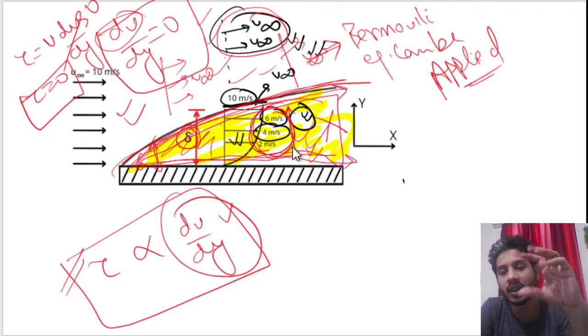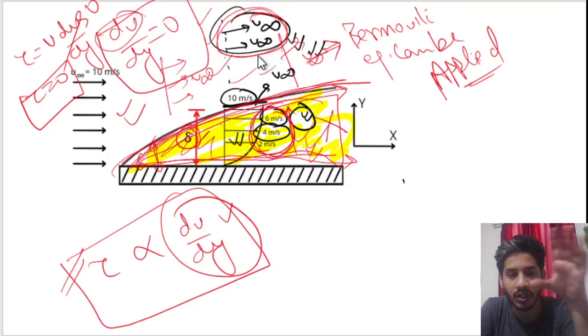Secondly, within the boundary layer, we cannot apply Bernoulli equation because the fluid is not ideal. There is velocity gradient, there are shear stresses. All right. But outside the boundary layer, the fluid is having only the free stream velocity. We can easily apply Bernoulli equation, not an issue, because there is no velocity gradient, there are no shear stresses.